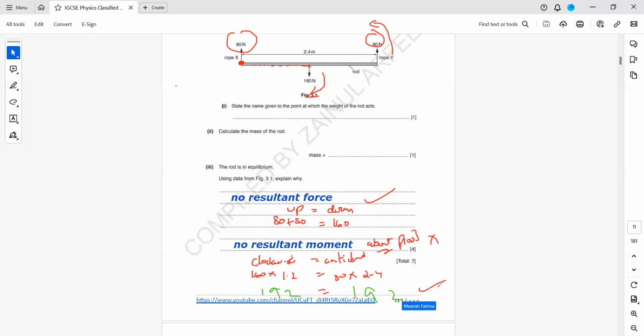So the second condition is also fulfilled. It's up to you. You can take pivot X or you can take pivot Y. You will get the same results. But if you are taking the pivot as Y, then with reference to Y, the weight will cause an anti-clockwise rotation and this 80 will cause a clockwise one. As we change the position of the pivot, the turning effects with reference to the pivot will change. If the pivot is rope Y, we did not consider this 80 Newton to cause any turning effect, because it is acting on the pivot.